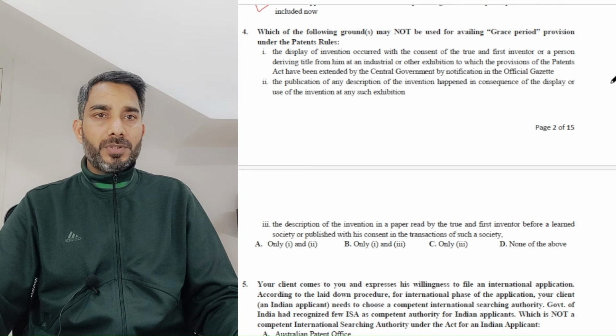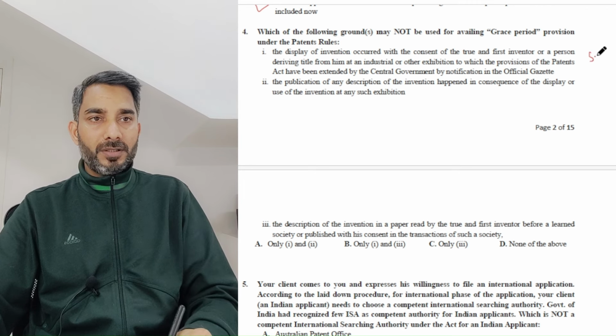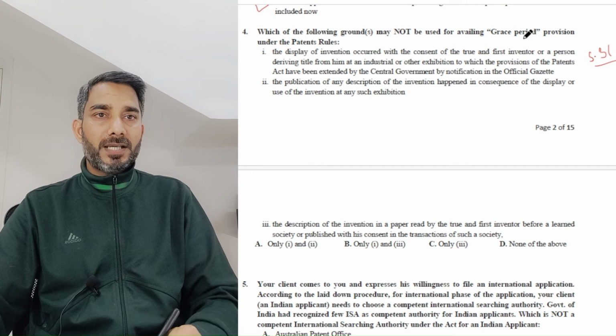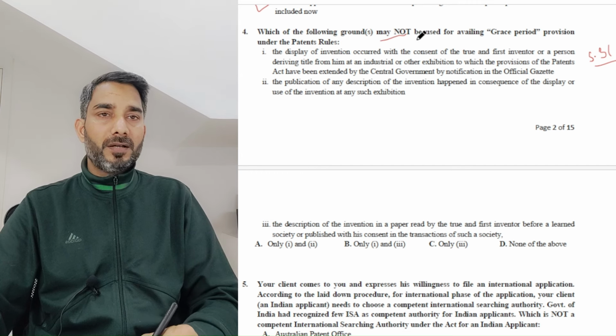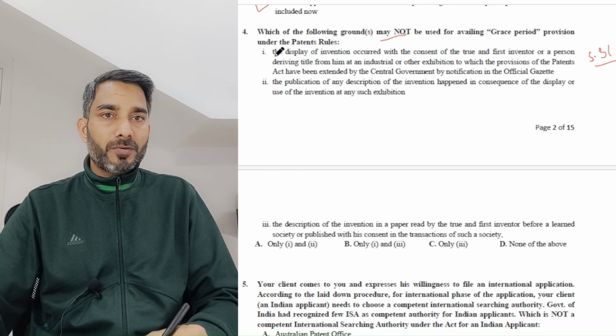Which of the following grounds may not be used for availing grace period provisions under section 31? So grace period is only for section 31, and it says may not be availed. Section 31 is about the exhibition, right? So consent of an inventor for display of the invention, correct? This is a valid ground.